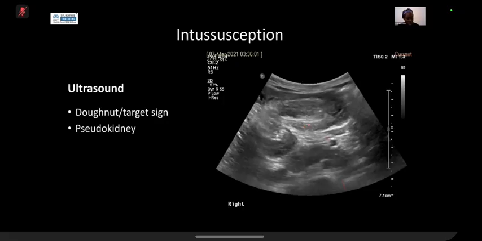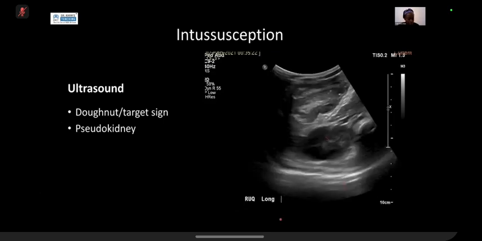mimicker of a kidney. So basically the mesenteric fat centrally mimics the fatty hilum, and then the bowel wall mimics the cortex. And that's why it's called a pseudo kidney sign. And then as long as you see your kidney, you know that's what you're looking at. Or you turn transverse and see this donut sign.